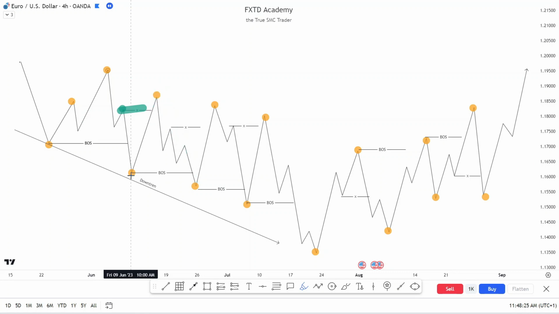Take note of this: there is no confirmation until inducement is taken. So now that inducement has been taken, this low can be confirmed. So automatically we can mark this low as our low, as our swing low.